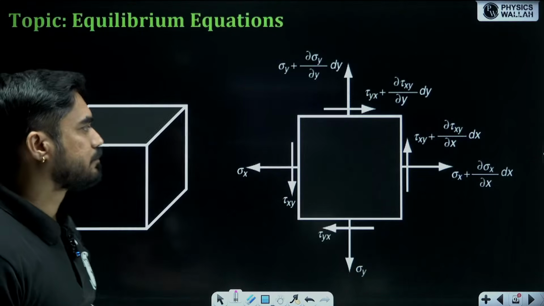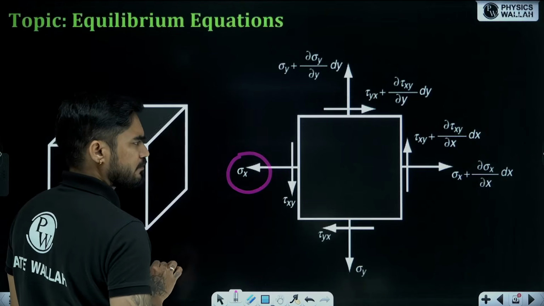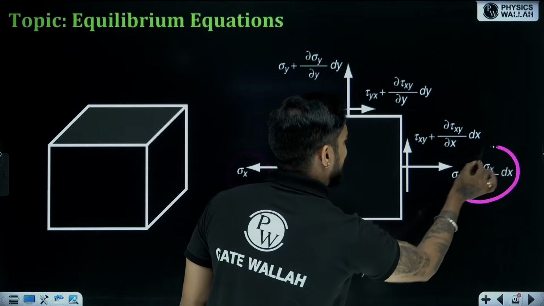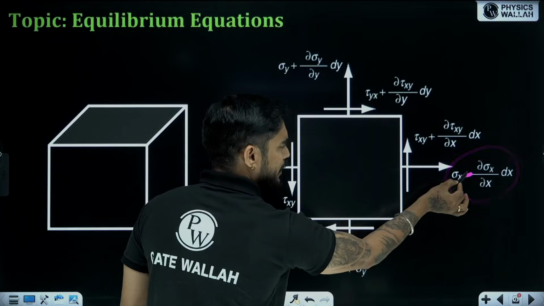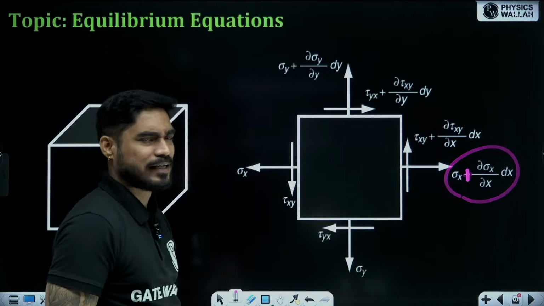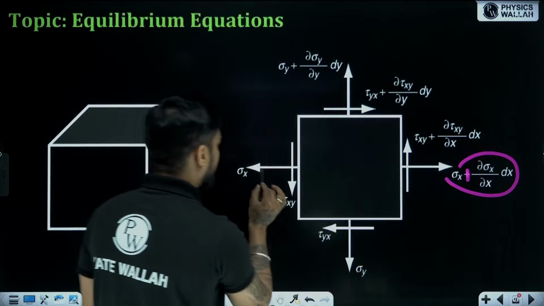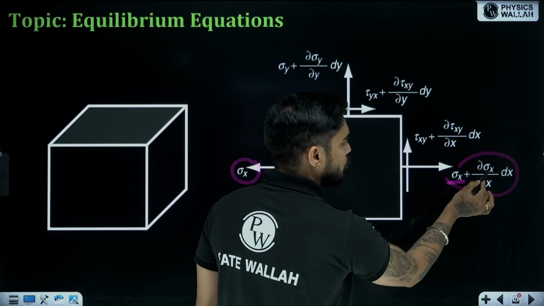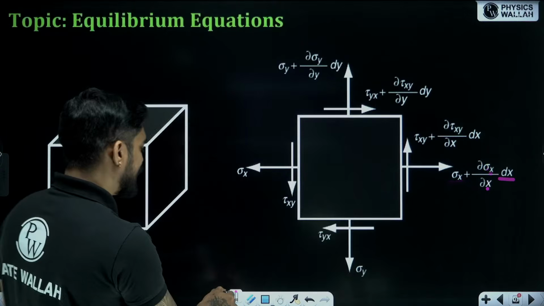Can you see? Here if the stress is sigma x, then here the stress will be slightly greater or slightly lesser. You can consider this minus or plus, it doesn't matter. So right now I am assuming that it is slightly greater. So if this is sigma x, I am considering this to be sigma x plus dou sigma x by dou x into dx. What is dx?